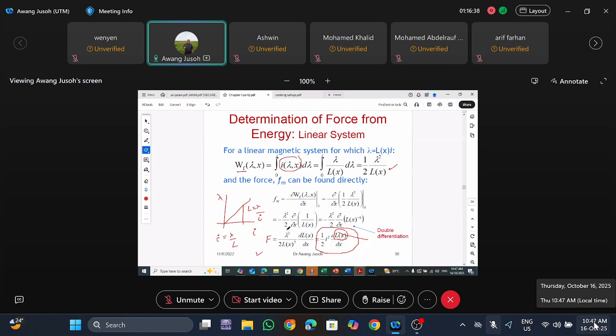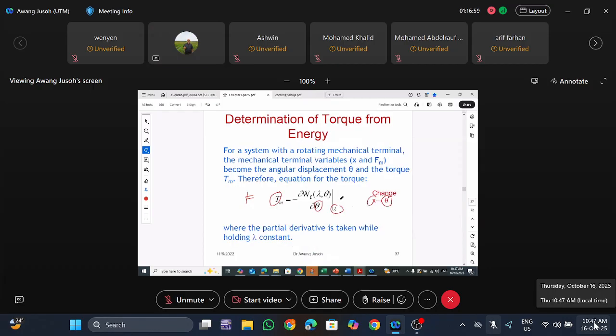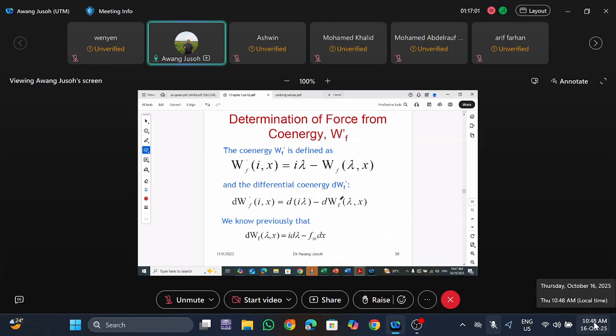If it is torque, then this one becomes L theta. Straightforward. For the torque, you just get torque equal to half I squared dL theta over d theta. Then you have the answer for the torque. So we don't do it here, but it is the same thing.